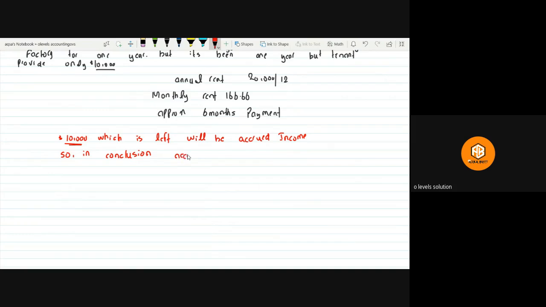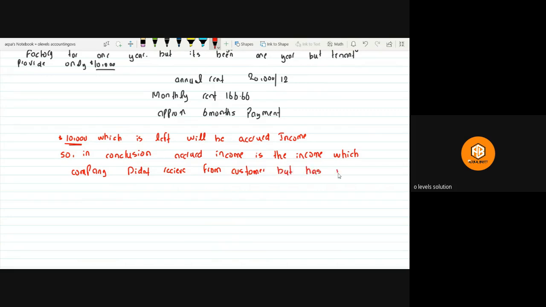accrued income is the income which a company didn't receive from a customer, but has earned. Okay, so it's been 1 year, but they didn't pay. So this is the accrued income.